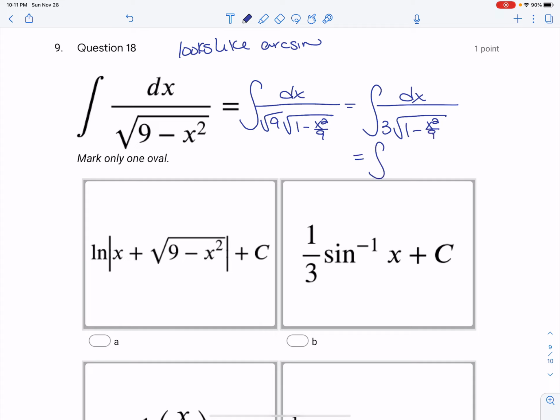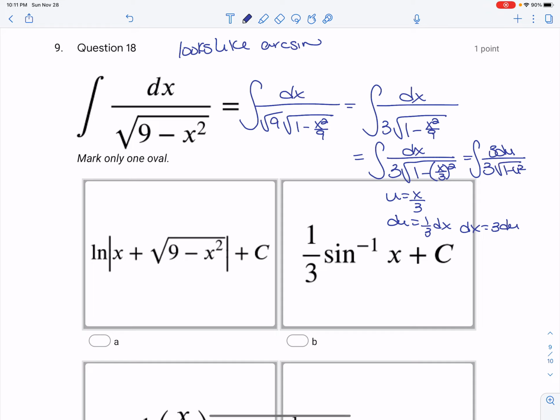So then this is the antiderivative of dx. Now I'm going to make some fancy maneuvering here. 1 minus, oops, not plus. Oh, 1 minus, instead of x squared over 9, I'm going to write this as x over 3, the quantity squared. Now it really does look like arc sine. I can let u be equal to x over 3. So du is equal to 1/3 dx. So dx is equal to 3 du. So that makes this a 3 du over 3 root 1 minus u squared.